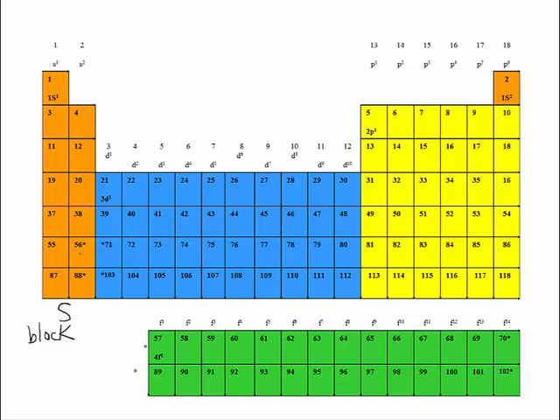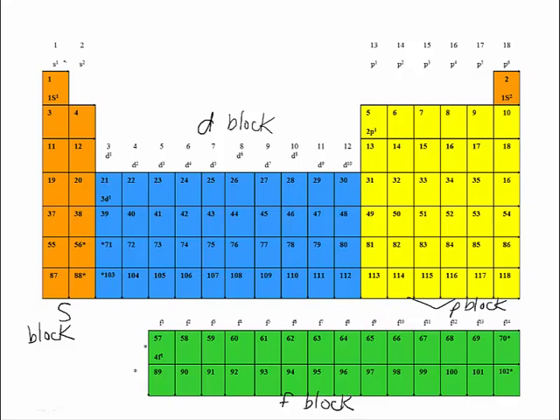Look at 1, 2. Two electrons can go in the S, and I have 2 columns. Then 1, 2, 3, 4, 5, 6: this area over here is called the P block. Look at my blues, 1, 2, 3, 4, 5, 6. There's 10. This is called the D block. And my green, if I count it over, there's 14. The green is called the F block.